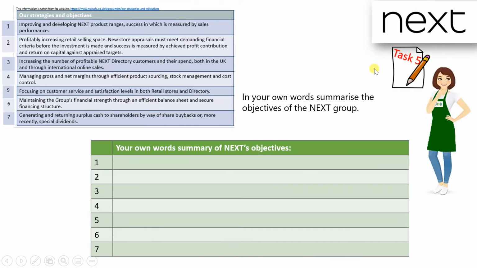Task 5, we're still looking at the objectives, those 7 ones from Next, and now we're going to look at your words. You've hopefully listened to the explanations and you've now categorized them into business, finance, social objectives or retail specific. So now it's about you summarising each of those 7 into your own words in the green table below.